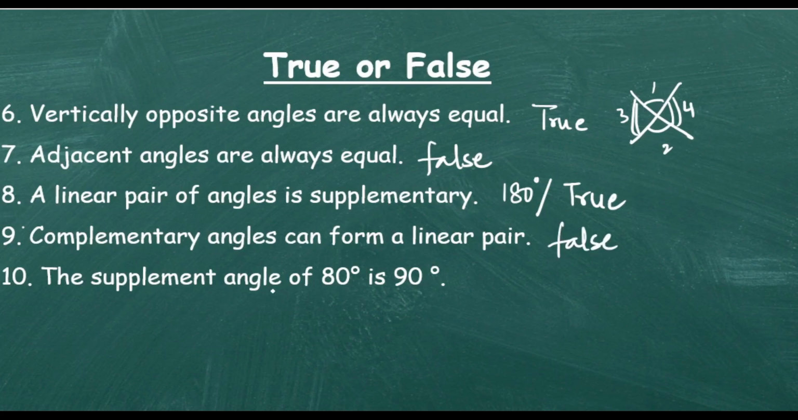The supplement angle of 80 degrees is 90 degrees. False. Supplementary means the sum is 180 degrees. So if one angle is 80, my next angle would be 180 minus 80, which is equal to 100, not 90 degrees. So this statement is also false.